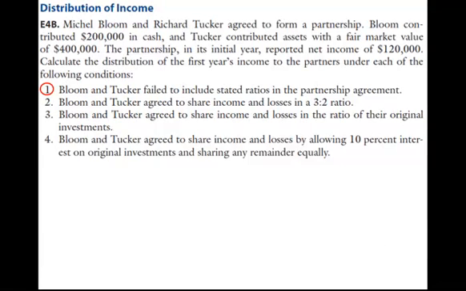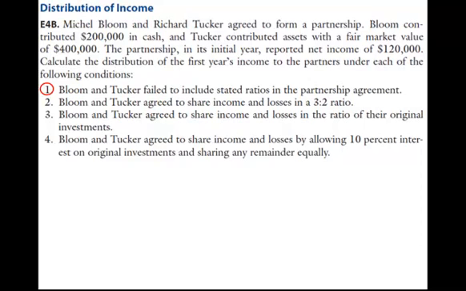In this example, we are looking at the distribution of income in a partnership. We have Michael Bloom and Richard Tucker who agreed to form a partnership. Bloom contributed $200,000 in cash and Tucker contributed assets with a fair market value of $400,000. The partnership in its initial year reported net income of $120,000. We are to calculate the distribution of the first year's income to the partners under each of the following conditions.